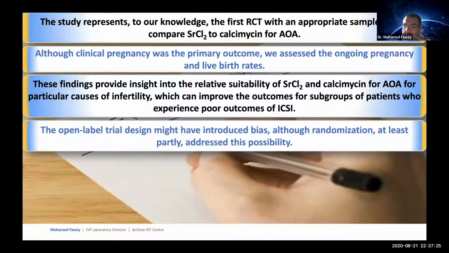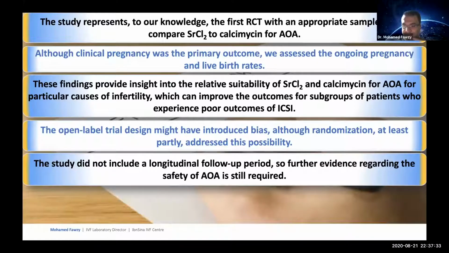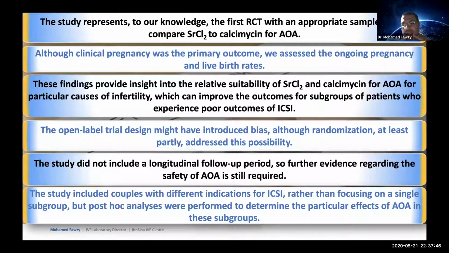The open-label trial design might have introduced some bias, although randomization at least partly addressed this possibility. The study didn't include a longitudinal follow-up period, so further evidence regarding the safety of artificial oocyte activation is still required. The study included couples with different indications for ICSI rather than focusing on a single subgroup, but post-hoc analyses were performed to determine the particular effect of artificial oocyte activation in this subgroup.